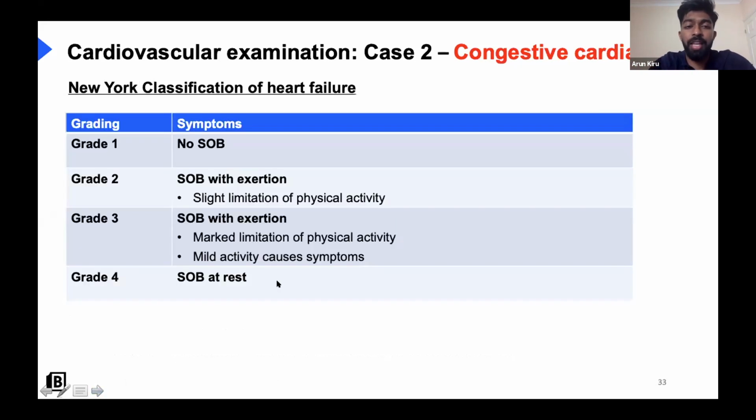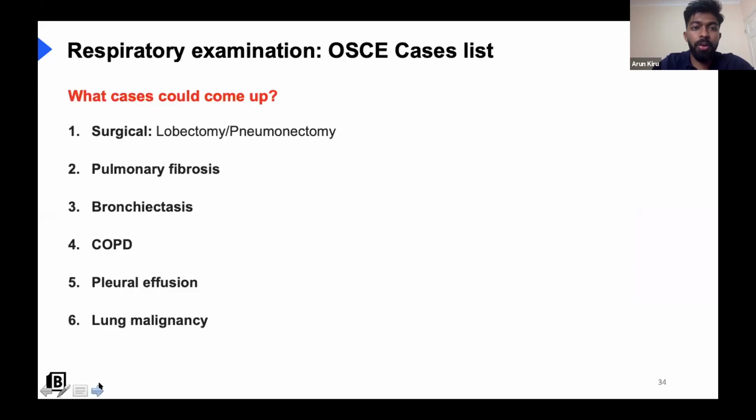And then just back to that question we talked about earlier, New York classification of heart failure, grade 1, not short of breath, grade 4, they're short of breath at rest, and there is no grade 5. So that was a quick whiz through of the cases that we're going to do on cardiology.